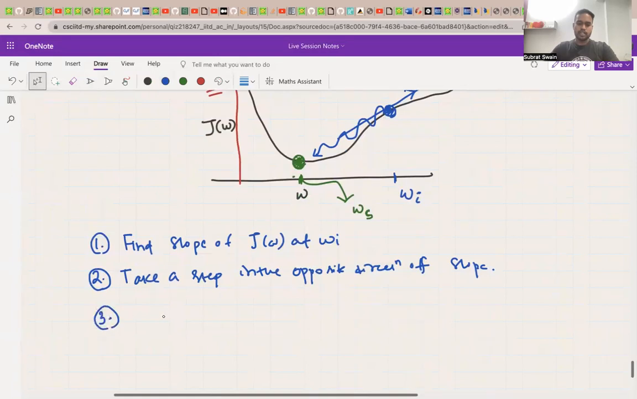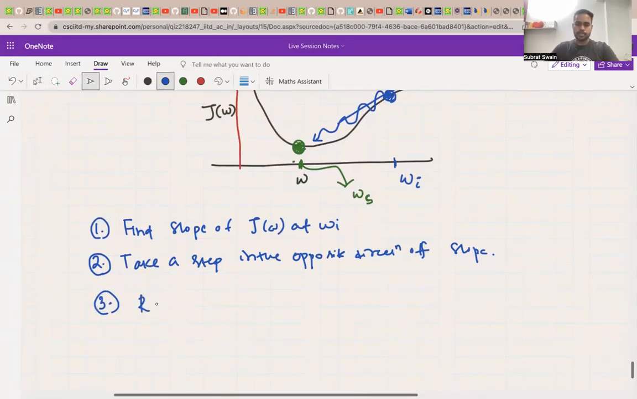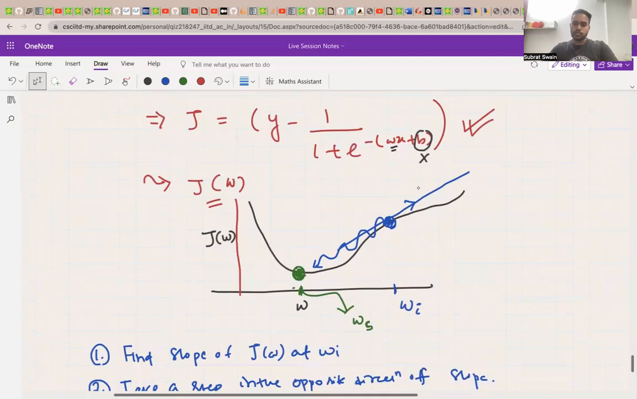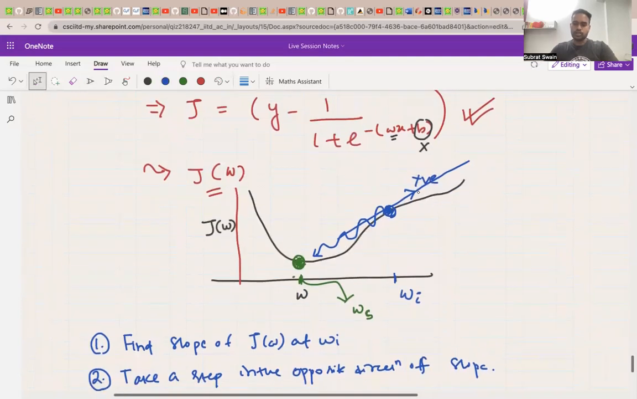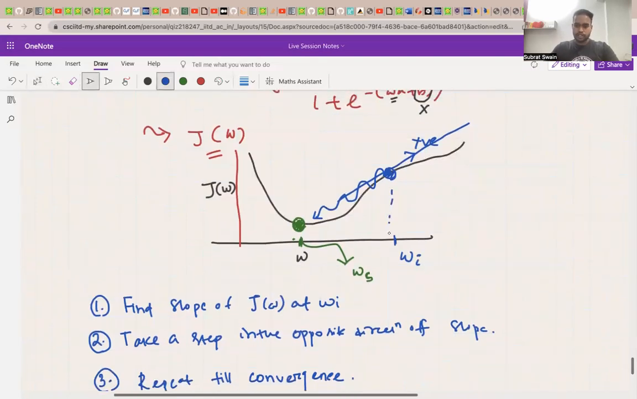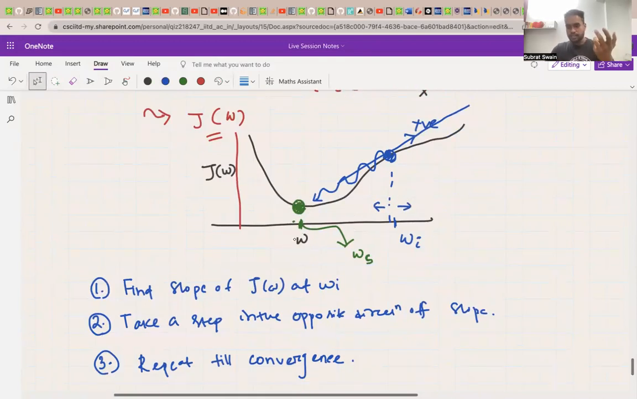And third is that, repeat till convergence. So first we find the slope. So this slope will be positive. Okay, but we'll take a step in the opposite direction. So this is the correct direction. We will take the opposite direction. How much will we step? You can specify it as lambda, some small lambda. You can set it by yourself.